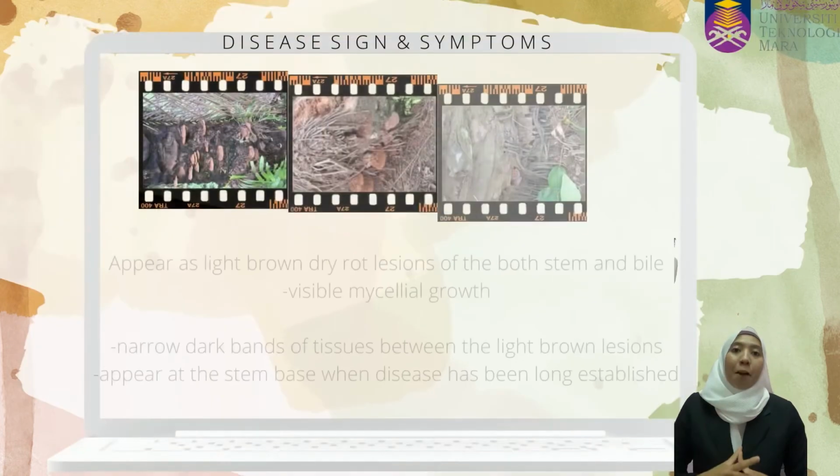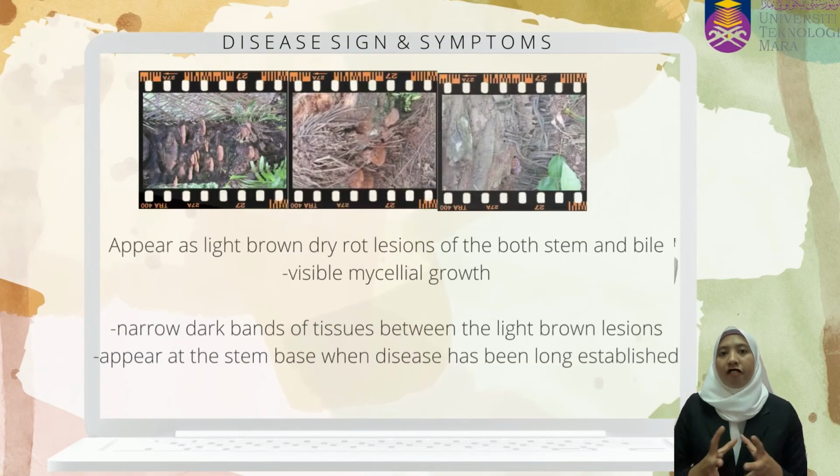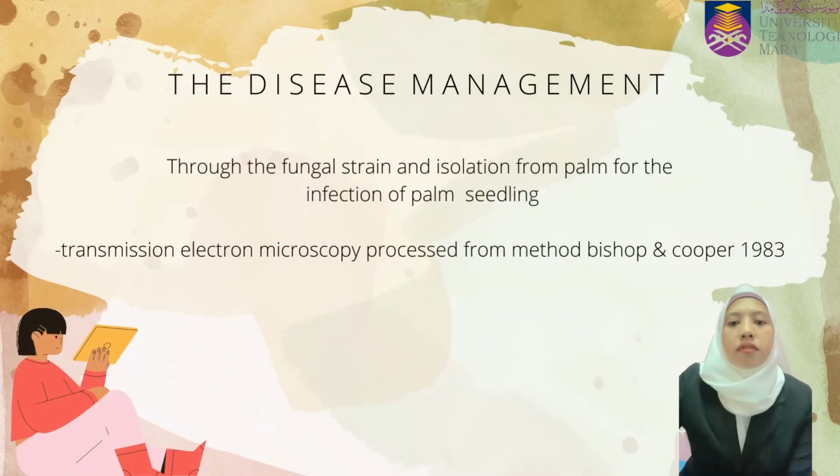The symptoms comprise water stress, one-side mottling of the canopy, flattening of the crown, and multiple unopened spears.